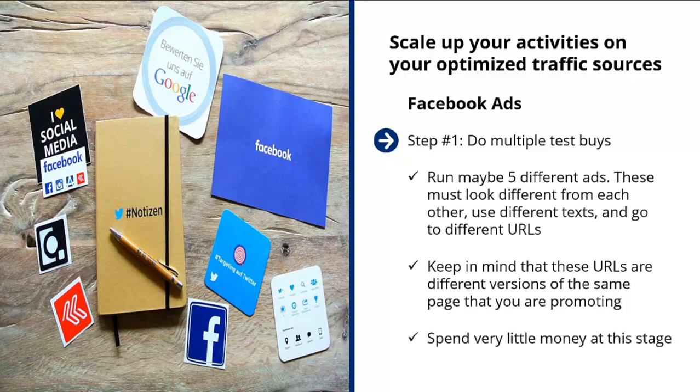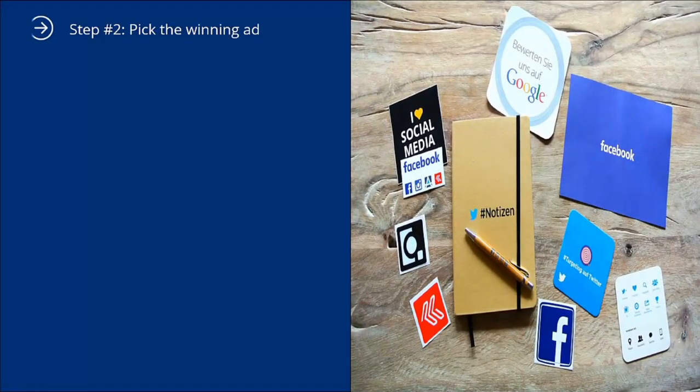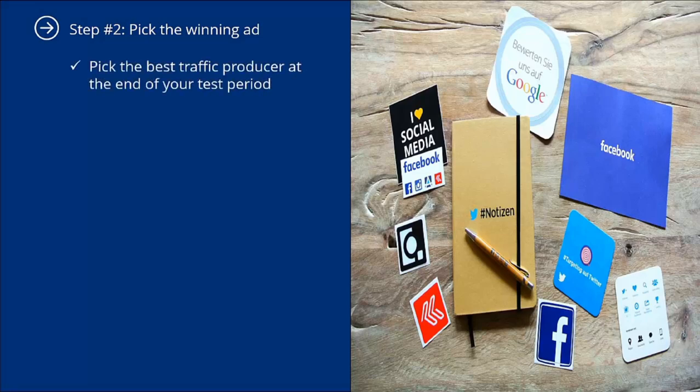A $1 daily ad buy per ad is a good idea if you're testing 5 or more ads. Step number 2, pick the winning ad. Pick the best traffic producer at the end of your test period. Deactivate everything else and stick with the winning ad.